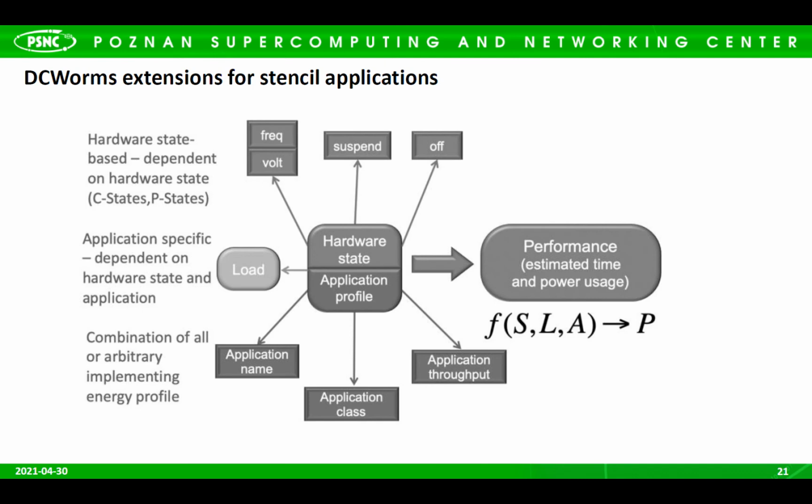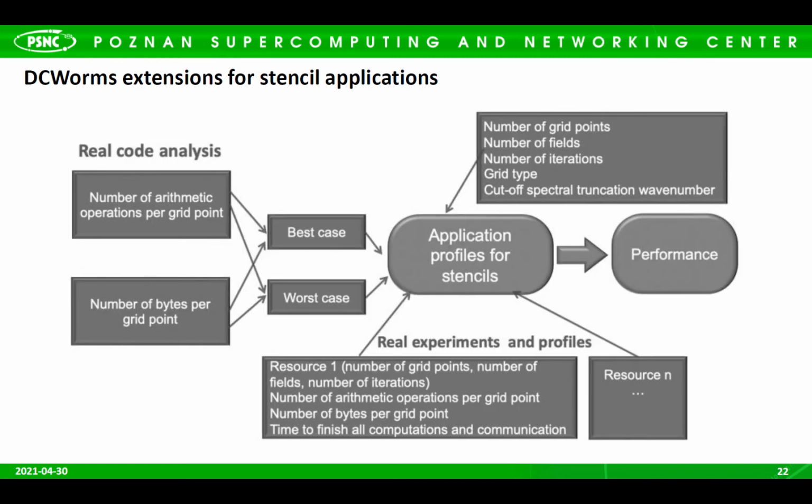In these models, we are able to distinguish 3 main factors and corresponding parameters which will impact the overall application's performance P, denoted as a function of S, L, A, where S is a set of parameters related to hardware states, L is a set of parameters related to the load, and A is a set of application-specific parameters.